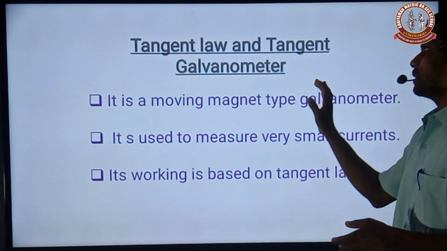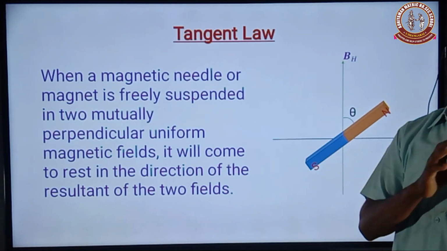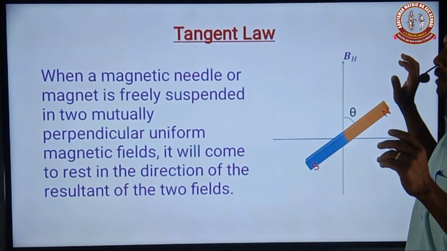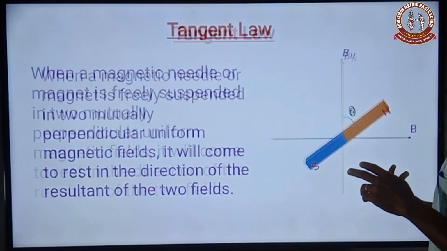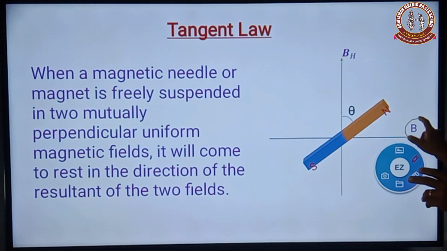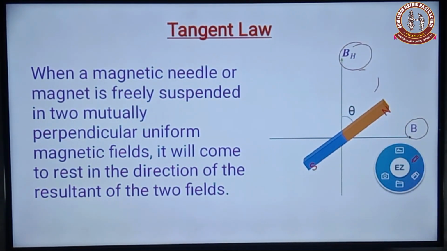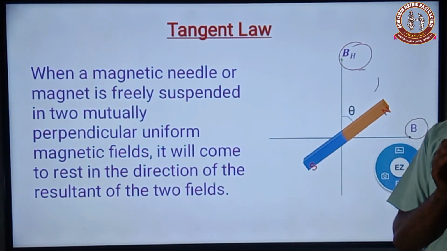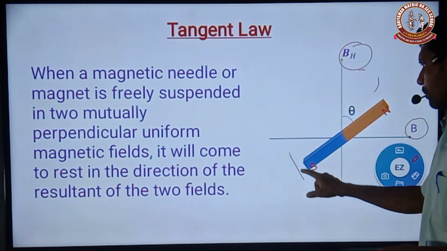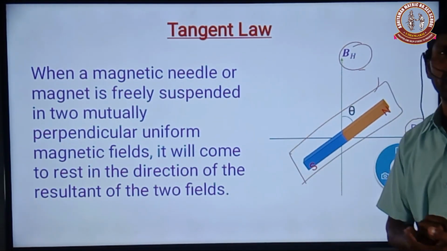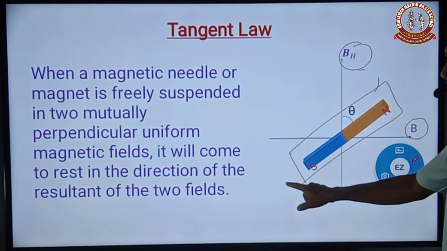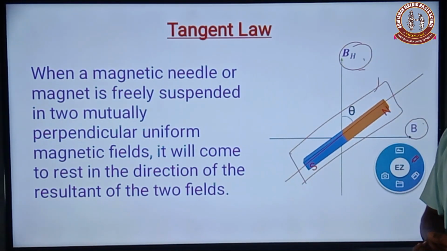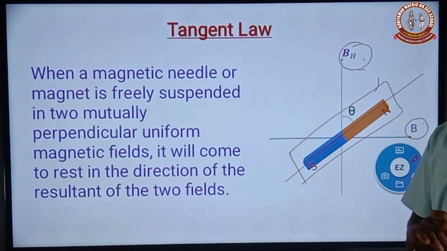What is the tangent law? Two magnetic fields act mutually perpendicular to each other. One is B, the other one is B gauge. At a particular place, a magnetic needle is freely suspended. This magnetic needle comes to rest along the resultant of the two fields. This is called the tangent law.